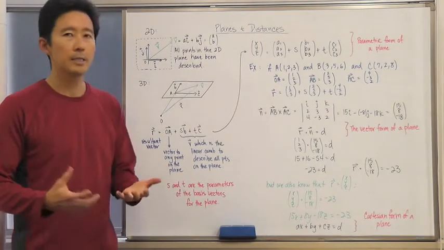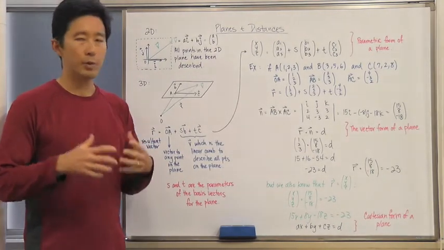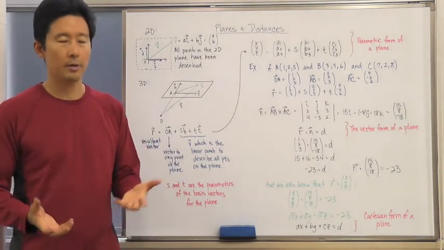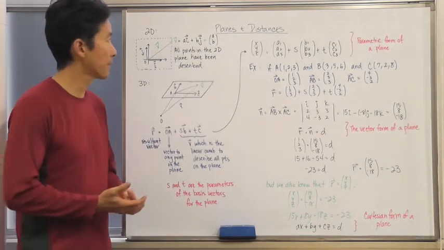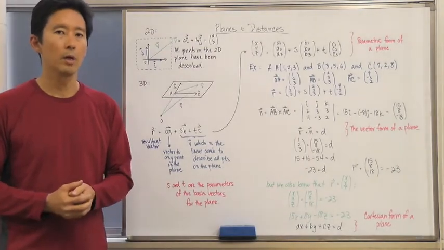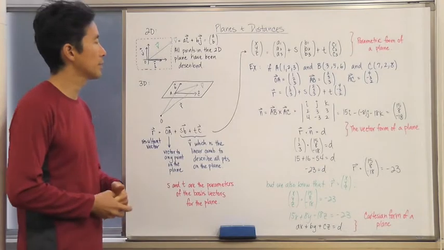Let's take a look at planes and distances. In this section, we're going to try to determine what the algebraic expression, or algebraic equation, is for a plane in three-dimensional space. Before we get to that, we need to review a little bit more about two-dimensional space, and then we can extend to three dimensions.